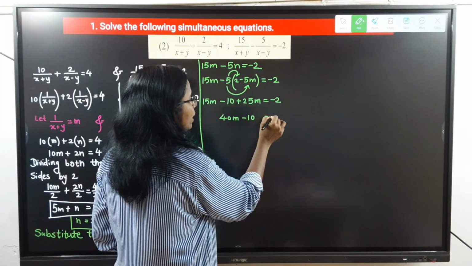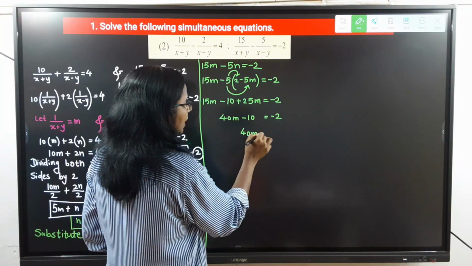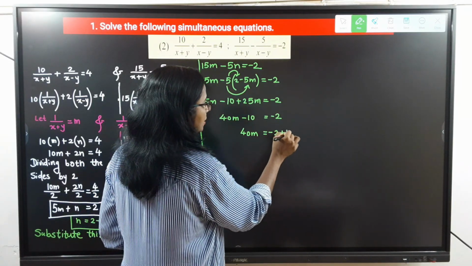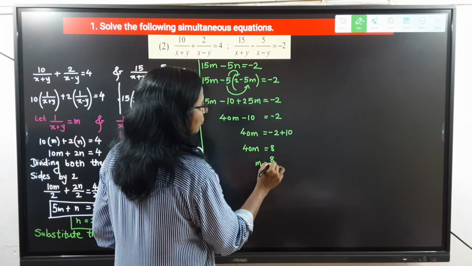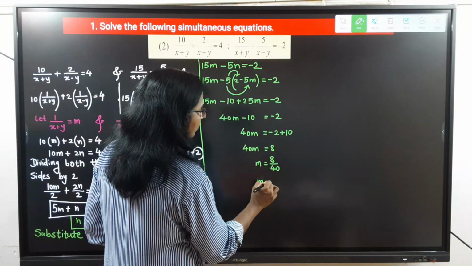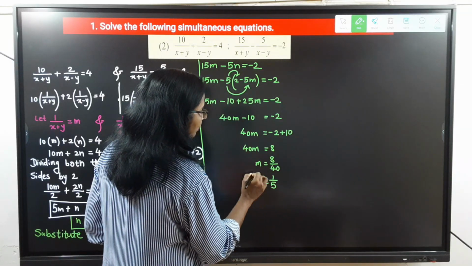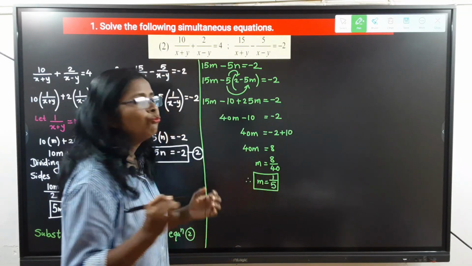Minus 10 is equal to minus 2. Therefore, 40m is equal to minus 2 plus 10. Therefore, 40m is equal to 8. Therefore, m is equal to 8 upon 40. Therefore, m is equal to, 8 1s are 8, 8 5s are 40. Therefore, m is equal to 1 upon 5.